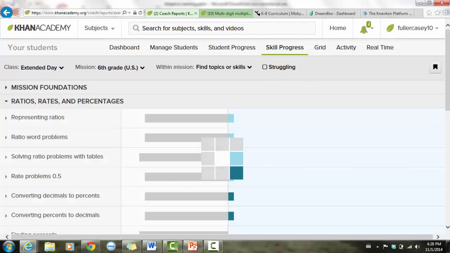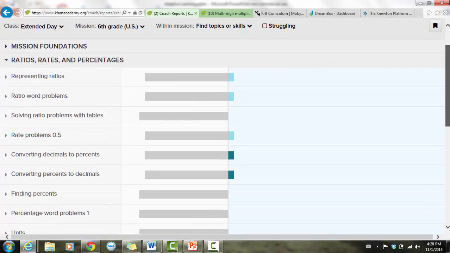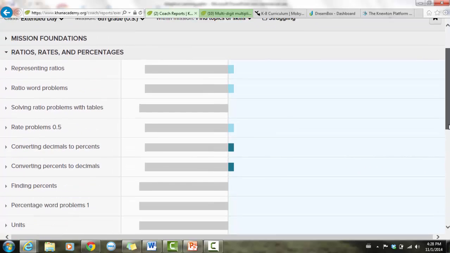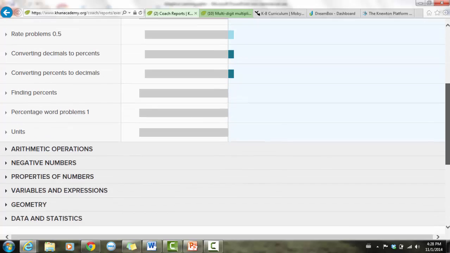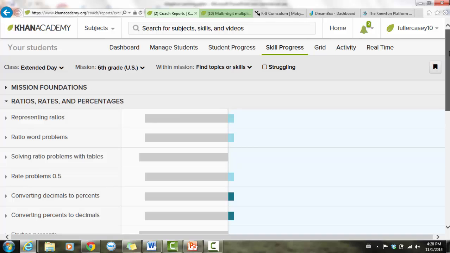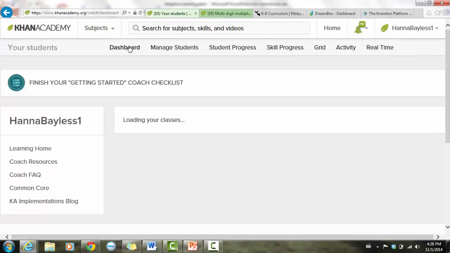Skill progress. This is for the entire extended day. You can see that they're all just above level on ratio word problems, representing ratios, converting decimals to percents, and converting decimals to percents as well. And everything else they're below. Now that's what a coach's page would look like.